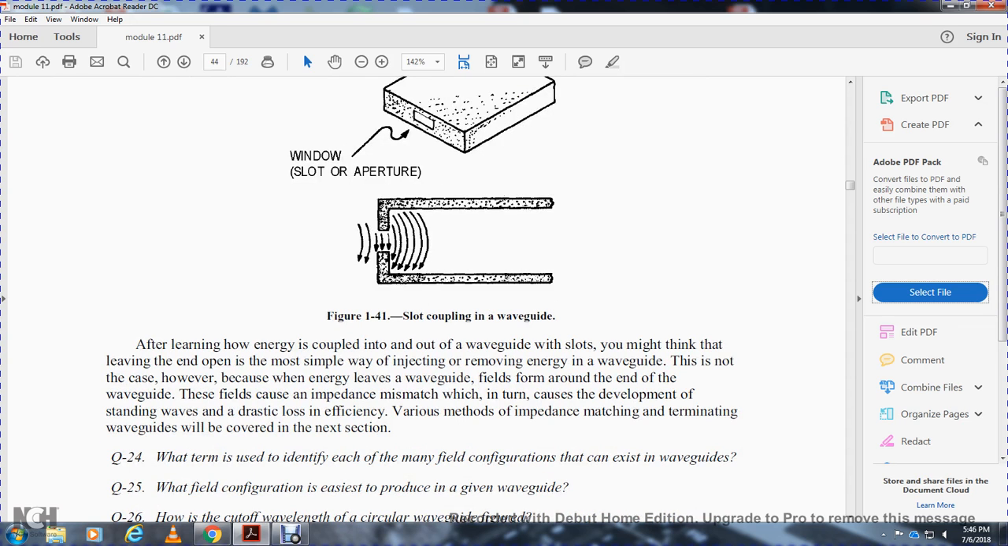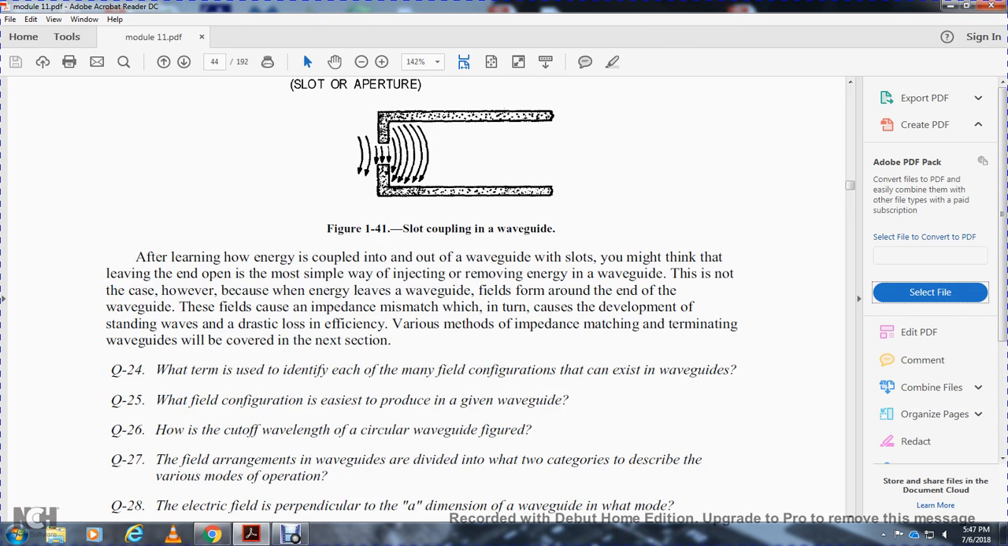After learning how energy is coupled in and out of the waveguide, you may think that leaving the end open is the most simple way of injecting or removing energy in a waveguide. This is not the case. However, because the energy leaves the waveguide, fields spread around the end of the waveguide. These fields cause an impedance mismatch, which in turn causes the development of standing waves and a loss of efficiency. Various methods of impedance matching for terminating waveguides are covered in the next section.